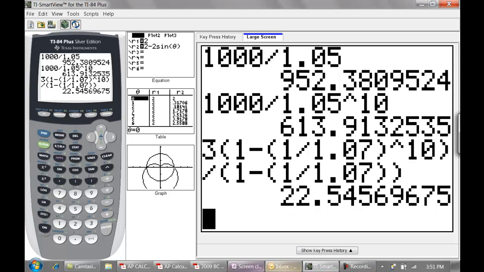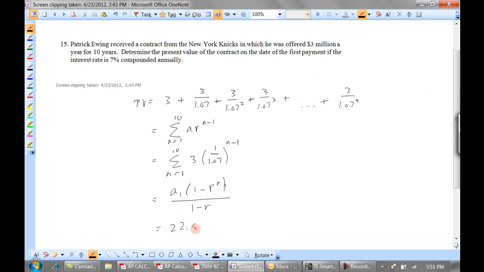So, if we go back, the present value is equal to $22.54 million. So, 3 times 10, you're thinking, oh, he's getting $30 million, but it's spread out over 10 years, so he could either be given $22.54 million now, or $3 million every year for the next 10 years, and those would be equivalent deals. Okay, so that's present value, and that's how it relates to geometric series.